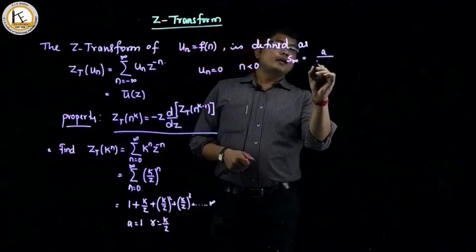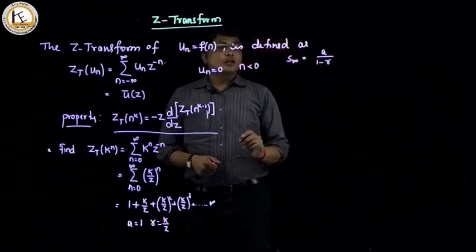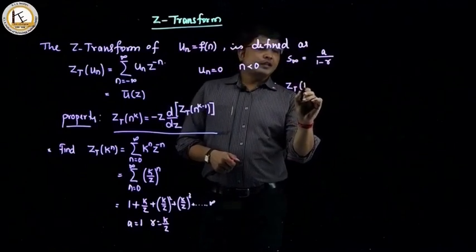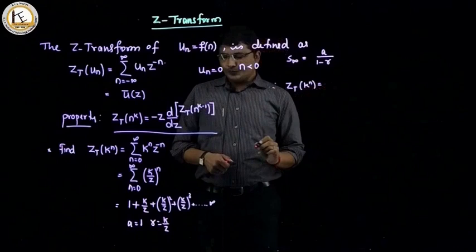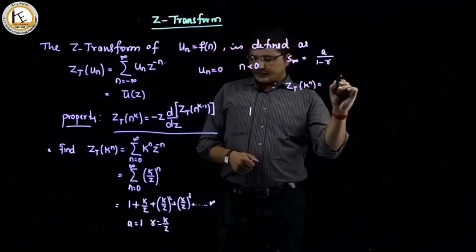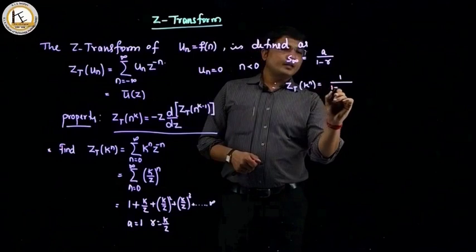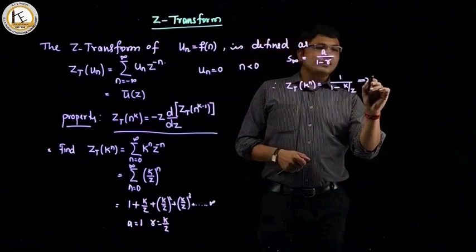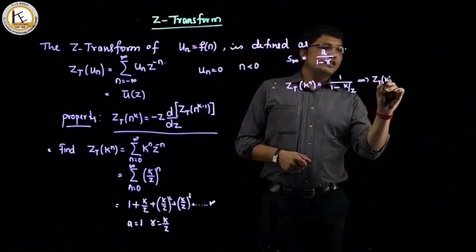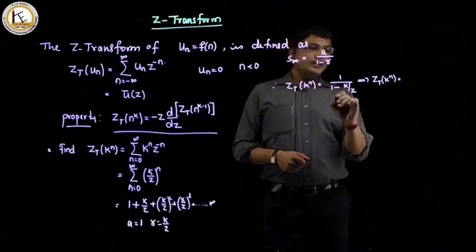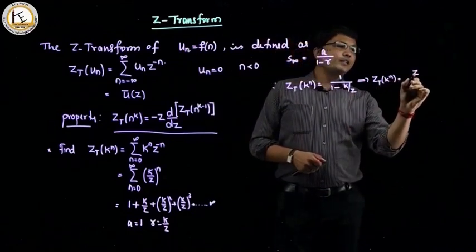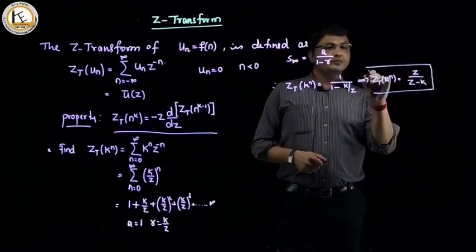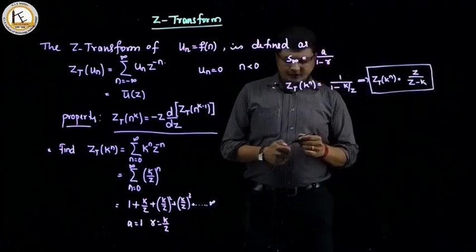And since we know that the sum of infinite terms of a GP is given by a divided by 1 minus r, using this formula we have the z transform of k raised to n is equal to a, which is nothing but 1 divided by 1 minus k by z. So this implies the z transform of k raised to n is equal to, taking the LCM and simplifying, z divided by z minus k.